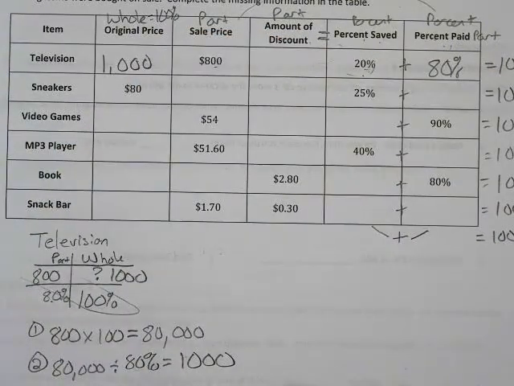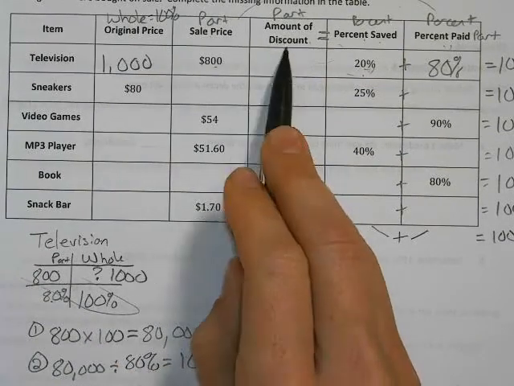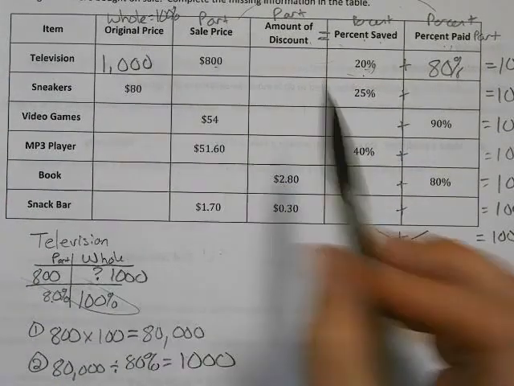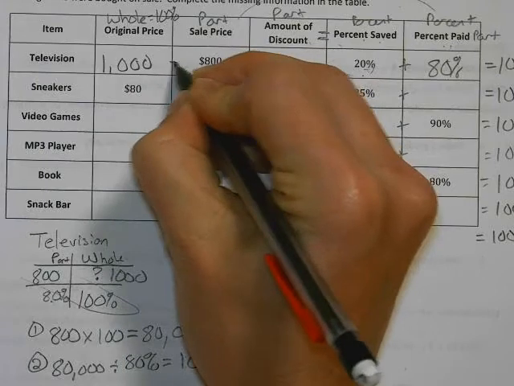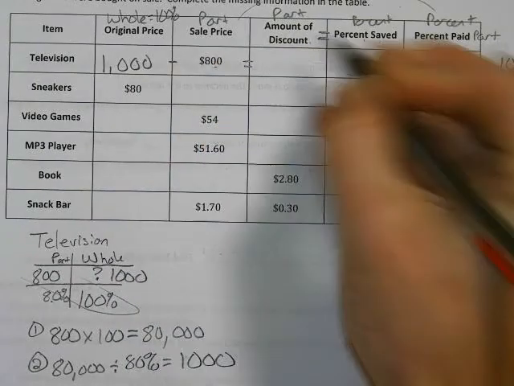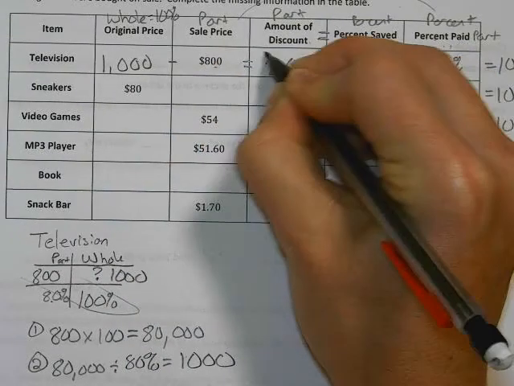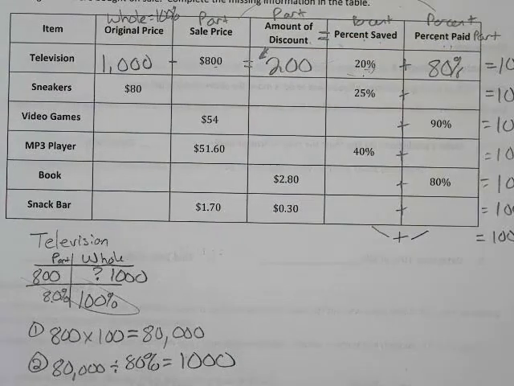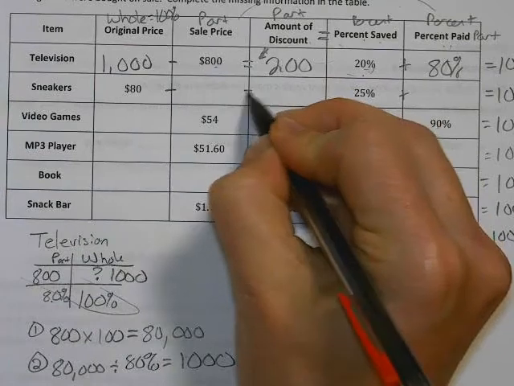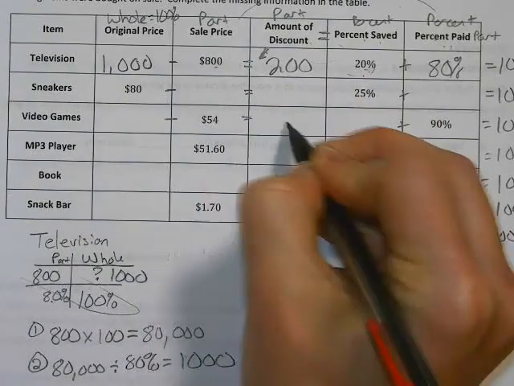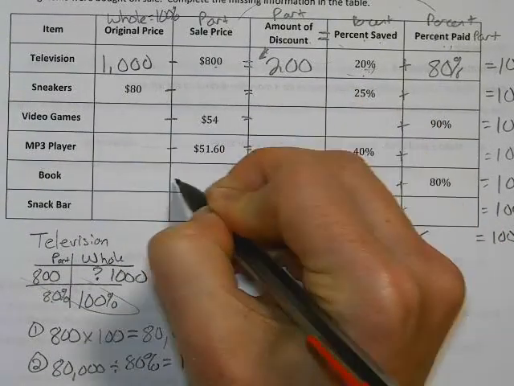And so you could also look at this. They want to know the amount of my discount. Well, the amount of the discount is just going to be this number minus that number equals this. So the discount was $200, which was 20% of the whole cost. So same thing, all the way down. This minus that will equal this. This minus that will give me this. All the way down.